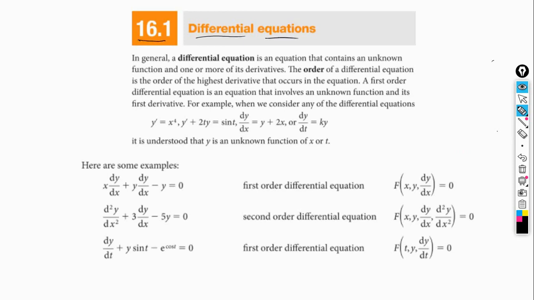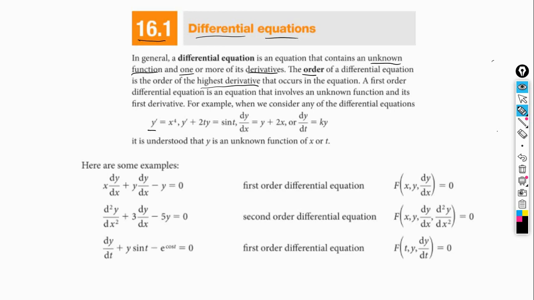In general, a differential equation is an equation that contains an unknown function and one or more of its derivatives. The order of a differential equation is the order of the highest derivative that occurs in the equation. A first order differential equation is an equation that involves an unknown function and its first derivative. For example, when we consider any of the following differential equations.